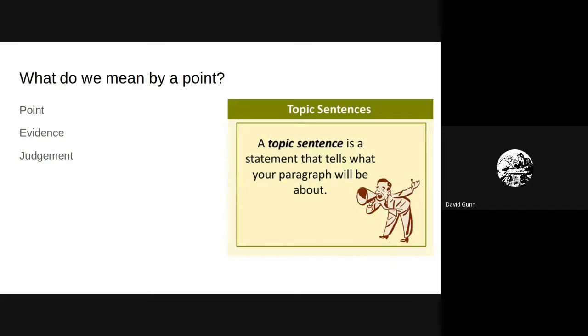Sometimes the point at the start of the paragraph is called a topic sentence. So it's what your paragraph is going to be all about, as it says here. So it's making the examiner really aware of the focus of the paragraph. You're really setting it out.